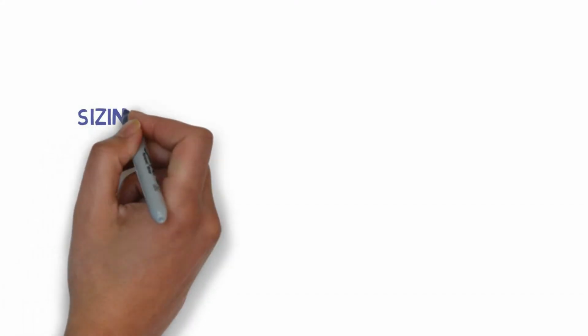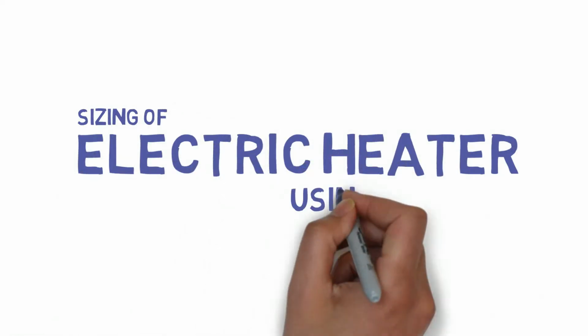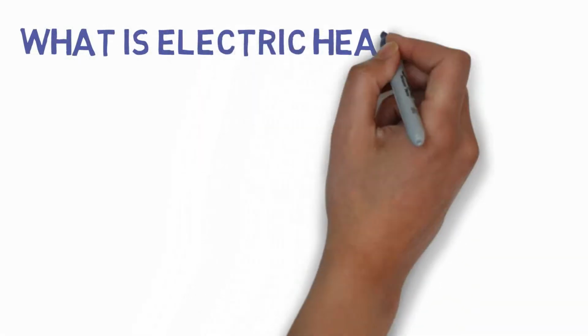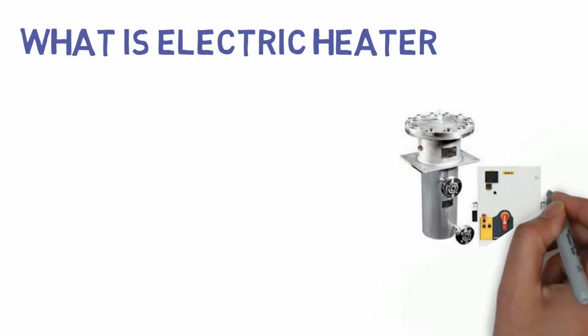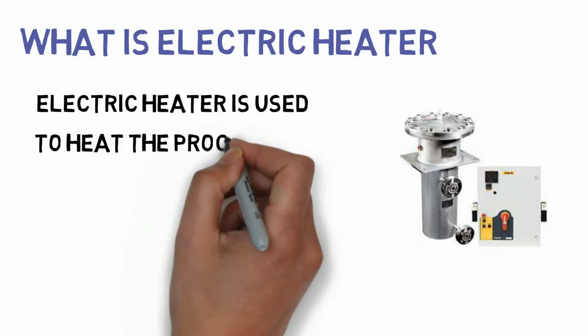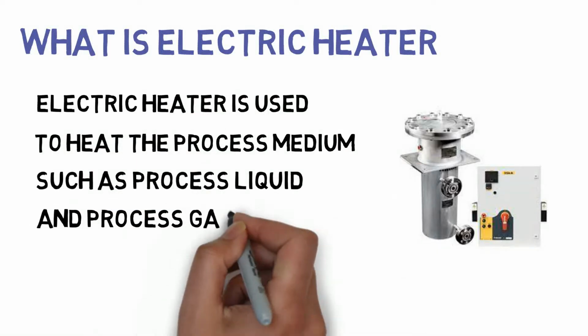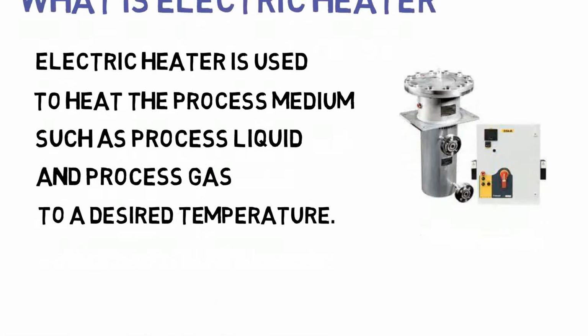In this video, we are going to see about electric heater sizing using ChemCAD. What is an electric heater? An electric heater is used to heat the process medium, such as process liquid and process gas, to a desired temperature.